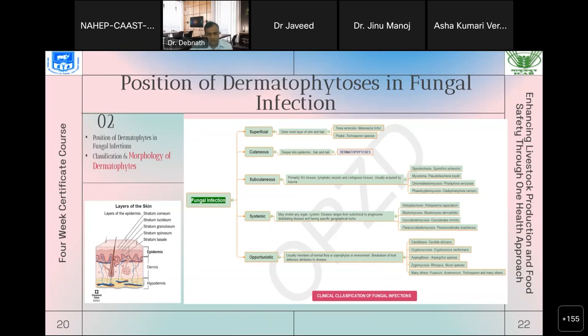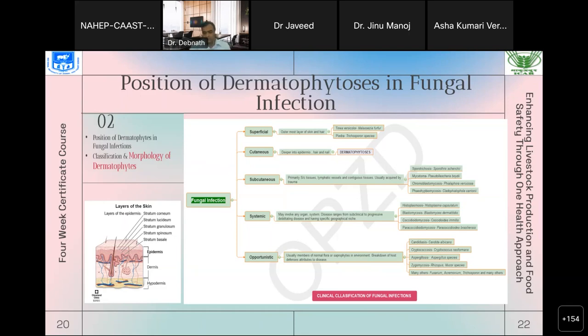The first one is the superficial fungal infection, where only the outermost layer of the skin and hair is involved. The second is cutaneous, where the deeper epidermis as well as hair and nail are involved. Then subcutaneous, where primarily the subcutaneous tissue as well as the lymphatic vessels are involved. Systemic, where the infection usually originates from the lung and then spreads to many other parts of the body.